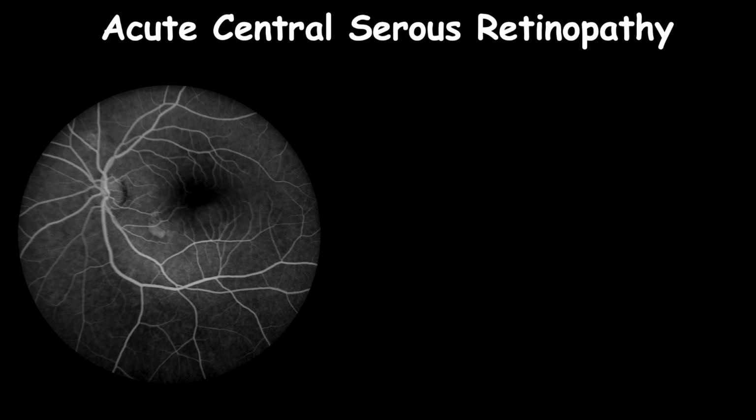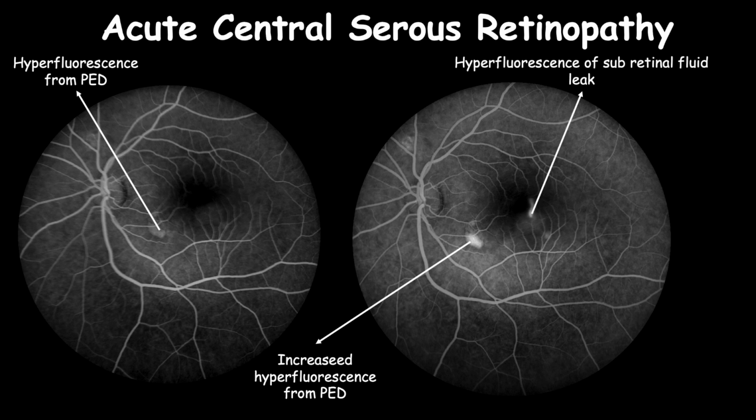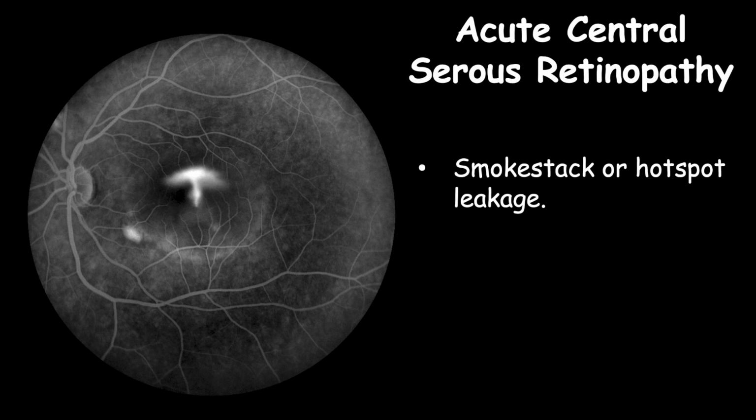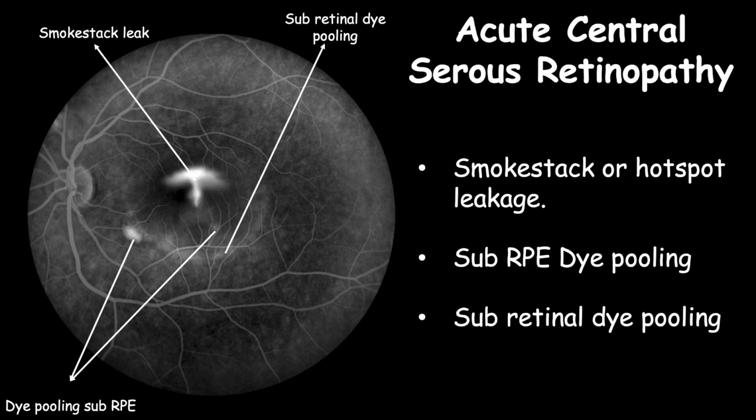Fluorescein angiogram in the early phase shows hyperfluorescence from PED, which increases in mid-phase, in addition to hyperfluorescence of subretinal fluid leak, while the late phase shows smokestack or hotspot leakage, dye pooling from sub-RPE, and dye pooling from subretinal fluids.